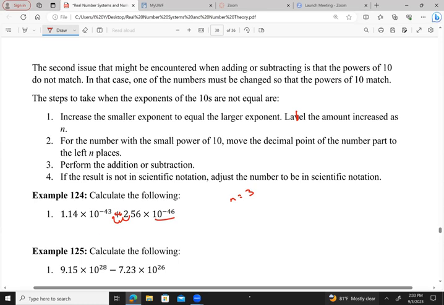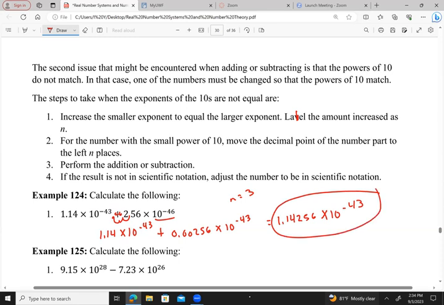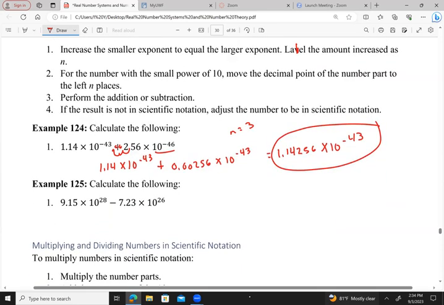So now I have 1.14 times 10 to the negative 43, plus 0.00256 times 10 to the negative 43. If I add that up, I get 1.14256 times 10 to the negative 43. Okay, here we go. Calculate the following.